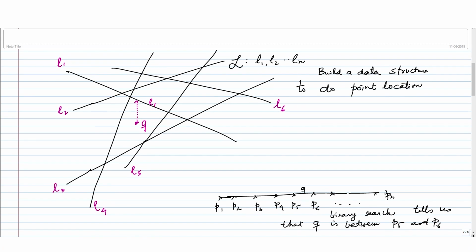Now, here it is a two-dimensional problem. Okay. So what I can do is to extend that, I can pass a vertical line through every intersection point. So first observation is that n lines intersect in n choose 2 distinct points.